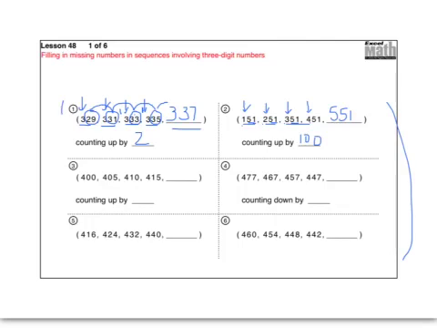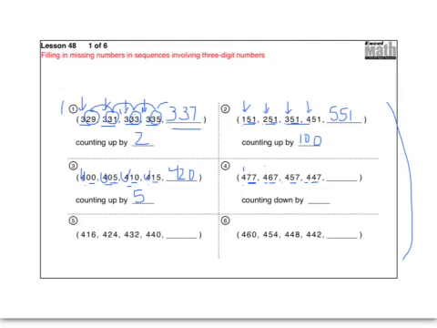All right, number 3, I've got 400, 405, 410, 415. All of them start with 400, so I can ignore that. Notice it's going 0, 5, 10, 15. So each number is counting up by 5, and the missing number is 420. And here we have number 4. They all start with 400 on this one, so I'm going to pay attention to the tens and ones place: 77, 67, 57, 47.